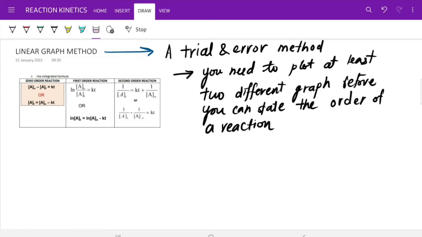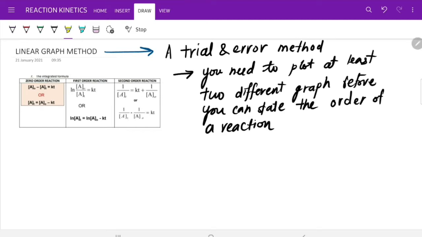And in the same video, I already told you and explained to you there are another two different methods which include the sketching of graph. So the first one is the linear graph method and the second one is using the half-lives method. For the first one, I'm going to discuss with you the linear graph method.